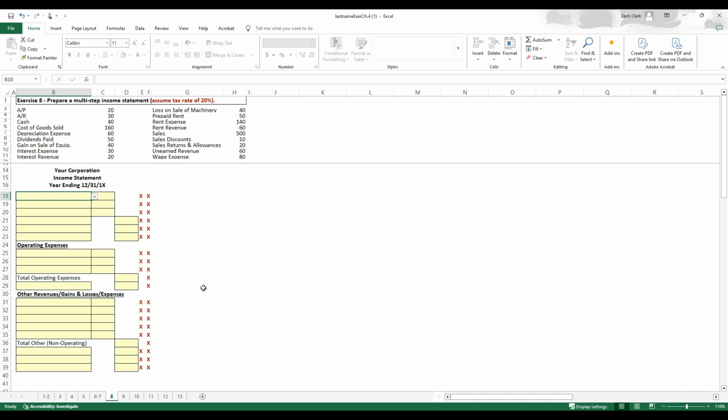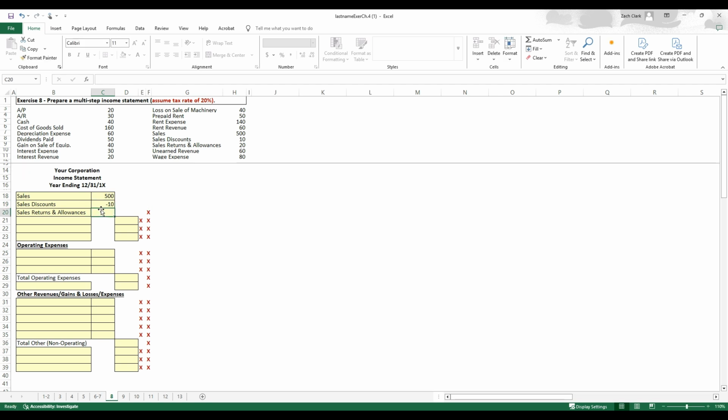Okay. Now, though, let's prepare a multi-step income statement and assume a tax rate of 20%. All right. So what we want to do is start with sales. That's the top part of our income statement here. And then, like I was talking about previously, we're going to have sales discounts and the returns and allowances as contra revenue. So our sales is 500 just from above.